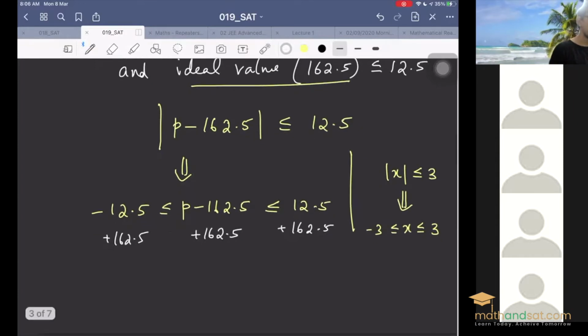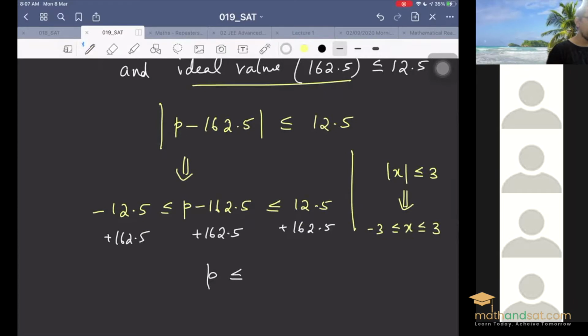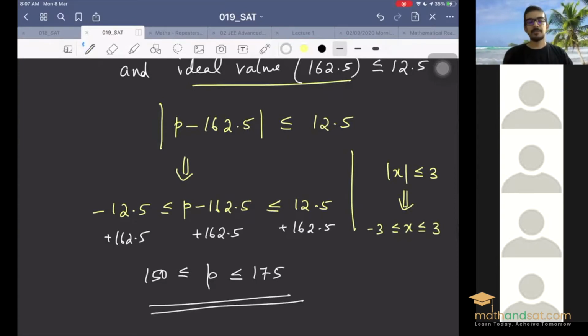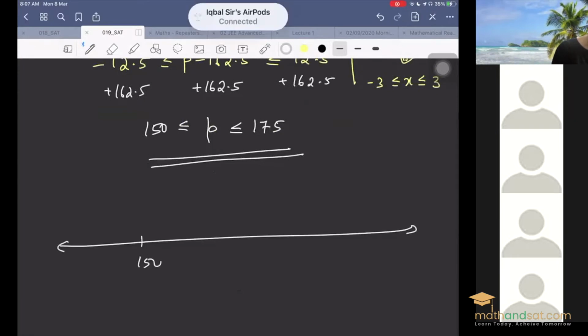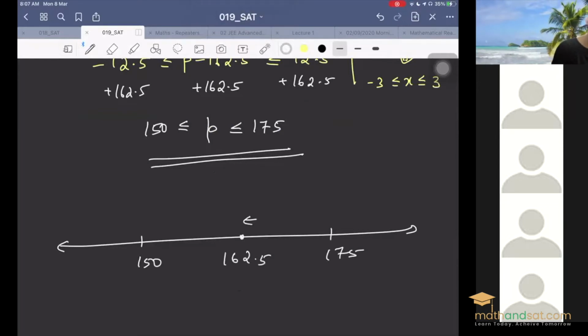Now what happens? This quantity becomes P. And this becomes 175. And this quantity becomes 150. Now your P value has to be between 150 and 175. Let's see this on a number line. There is 150 here, and there is 175 here, and in the middle there is 162.5, and this difference is 12.5, and this difference is again 12.5. So your P value can be anywhere between 150 and 175.